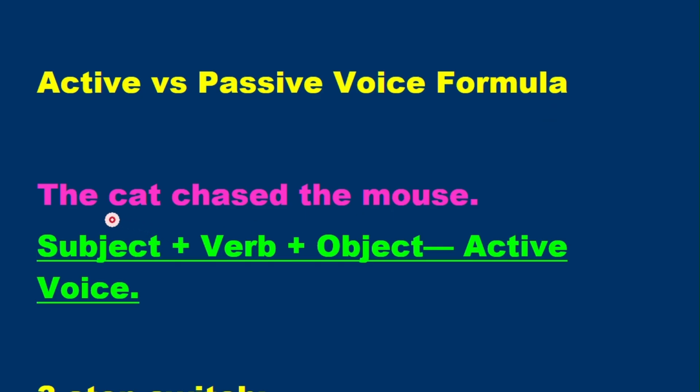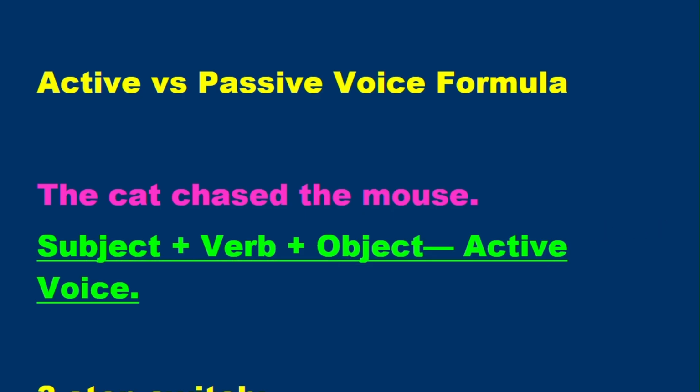Let's write down the rule. Let's look at a simple sentence. The cat chased the mouse. In this sentence, the subject doing the action is the cat. The verb is chased and the object receiving the action is the mouse. This structure, subject plus verb plus object, is called the active voice.